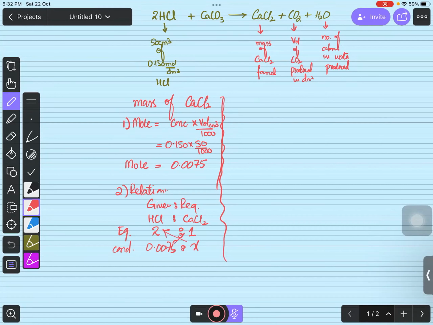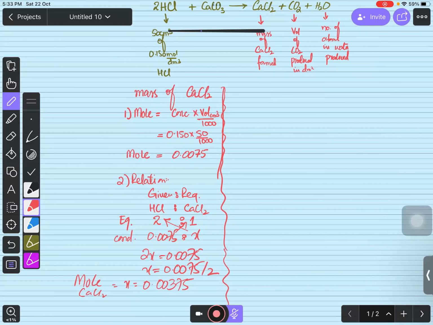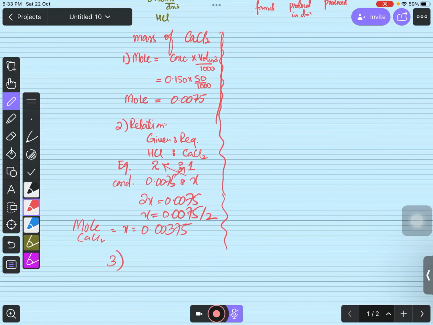So it will be cross multiply over there, so 2x equals 0.0075, and if you want to find x, it will be 0.0075 over 2. तो आपको ये बता रहा है कि अगर आपके पास 2 मोल HCl होंगे तो कैल्शियम क्लोराइड के 1 मोल बनेंगे. तो अगर आपके पास 0.0075 मोल्स होंगे तो कैल्शियम क्लोराइड के कितने मोल्स बनेंगे? It is 0.00375, right? And now the third thing is mass.